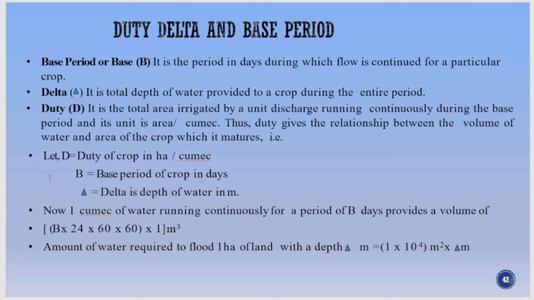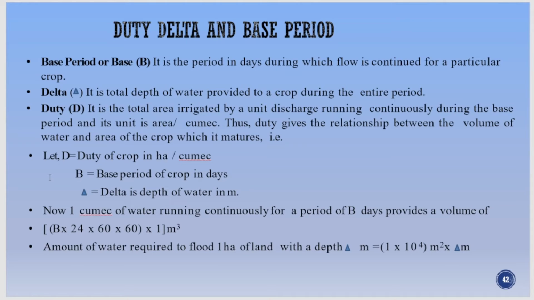Going to base period. Base period is the total time or duration from sowing to the harvesting period, meaning the entire duration where the crop will require water. That duration is called base period. So, duty is the total area that can be irrigated by the supply of 1 cumec of water, delta is the total depth of water that is required for growing a crop, and base period is the duration of that crop growth.